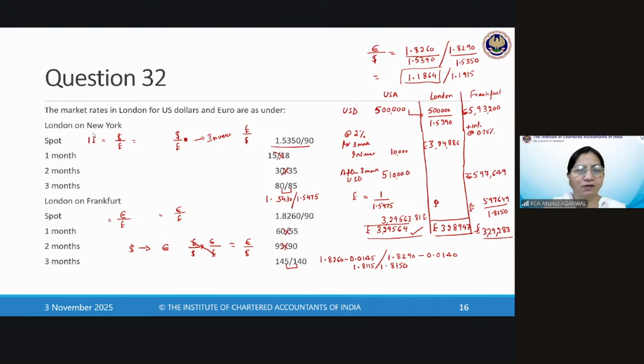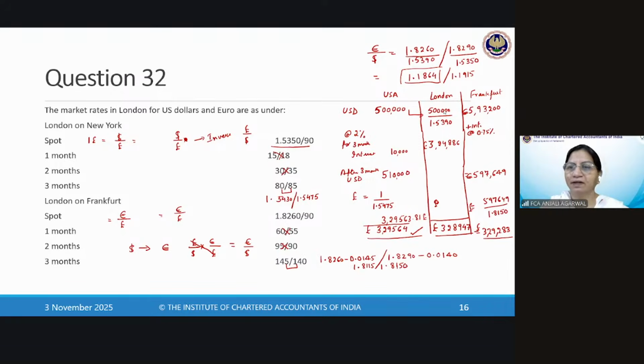These rates are not dollar by pound. These are dollar by pound. We want pound by dollar. Or simply saying that if we want to sell dollar, we can say we want to buy pounds. So ask rate, that is 1 upon 1.5475 would be applicable, and you end up getting 3,29,564 pounds approx. If you invest in London, you need to make the conversion today, not later.